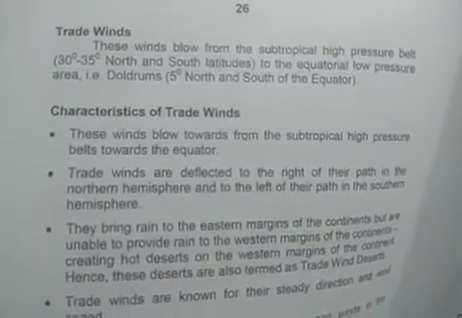Permanent winds. These winds have influence all over the world, hence they are also termed as planetary winds. Due to their regular nature, these winds are also known as prevailing winds. Trade winds. These winds blow from the subtropical high pressure belt, 30° to 35° north and south latitudes, to the equatorial low pressure area, that is doldrums, 5° north and south of the equator.